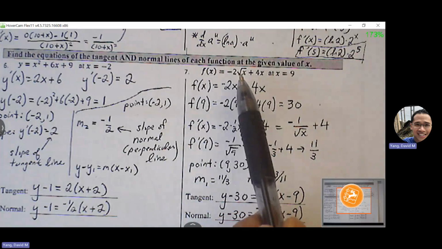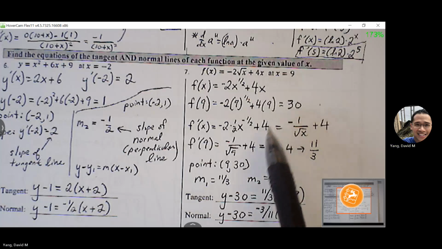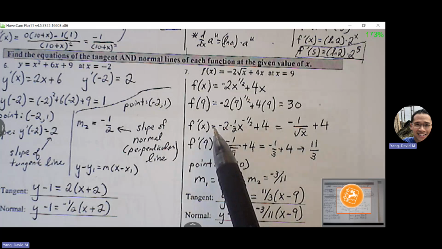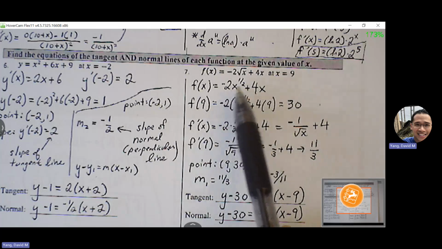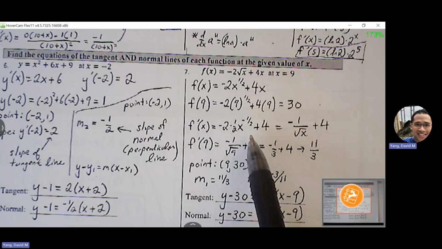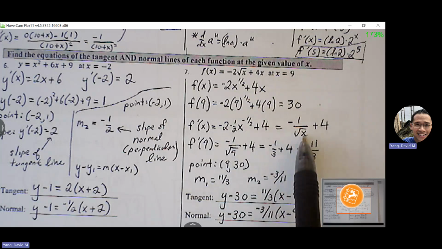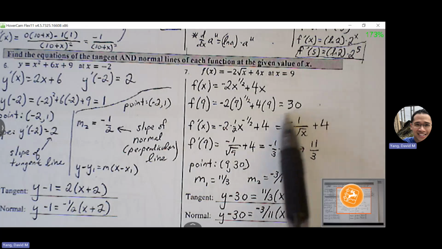So I plugged 9 into my original function. I got 30. Okay. And then once I have my order pair, I can get myself ready for my derivative. So here's my function, my derivative using power rule. So bring down the 1/2, subtract 1 from the exponent. The 4x becomes 4. Once I have my derivative, I know that this is how I can reach my slope.